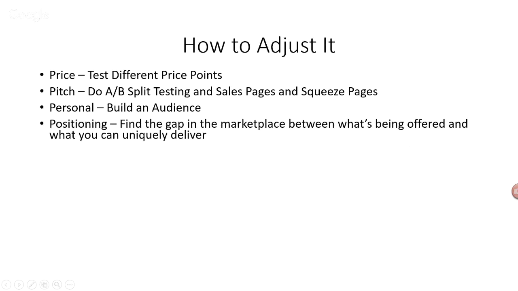Positioning. Let's talk a little bit about positioning. You and I have to find the gap in the marketplace between what's being offered and what you can uniquely deliver. That's not easy to do, I understand that, but it is something we have to do. We've got to establish what they used to call in business school a sustainable competitive advantage. And it's not just some fancy term, right? Because it's easy for me to come behind you and copy if I see you doing something that's working.